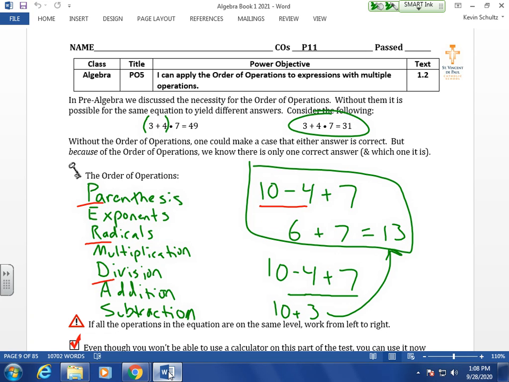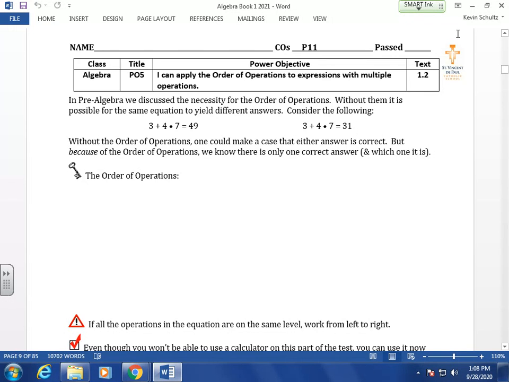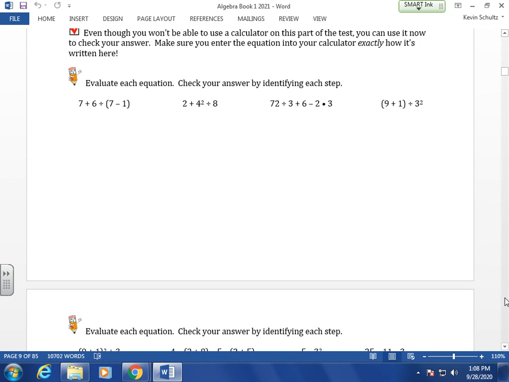Questions so far? Should be more or less review. Okay. So then your practice part down here. It says, evaluate each equation. Check your answer by identifying each step. I did not leave you this much room so that you could write your answer super big. I left you this much room so that you can show me step by step exactly what you are doing to work your way through the order of operations.